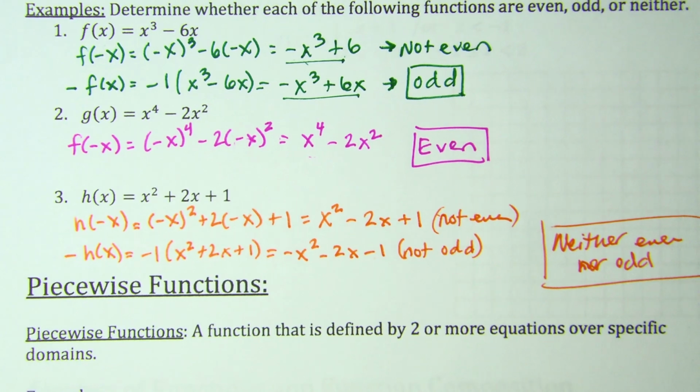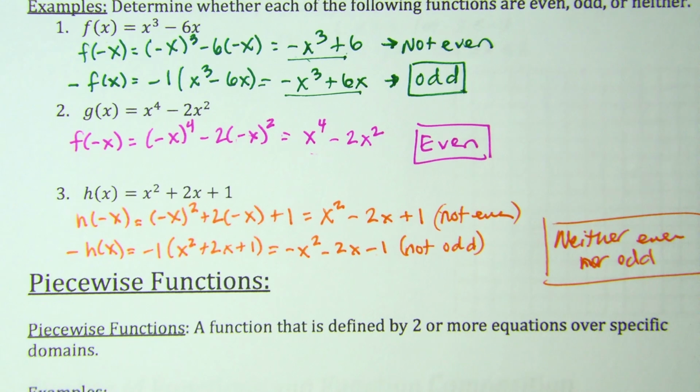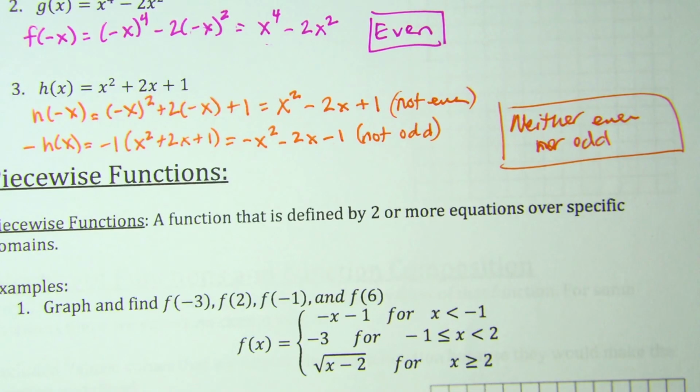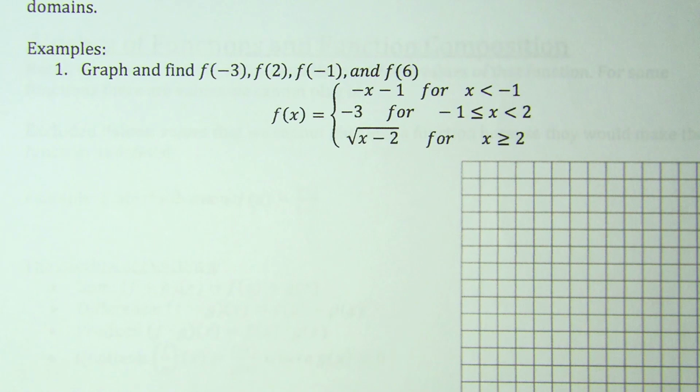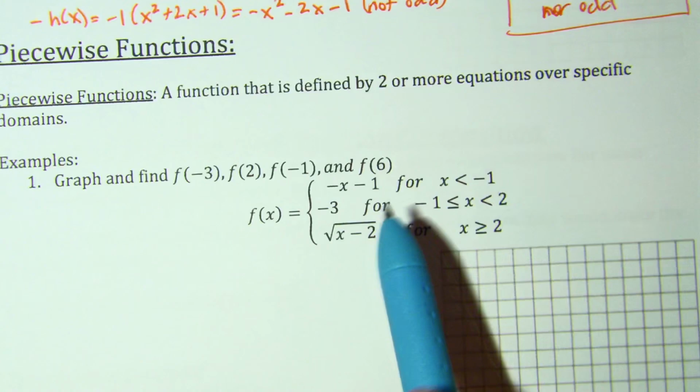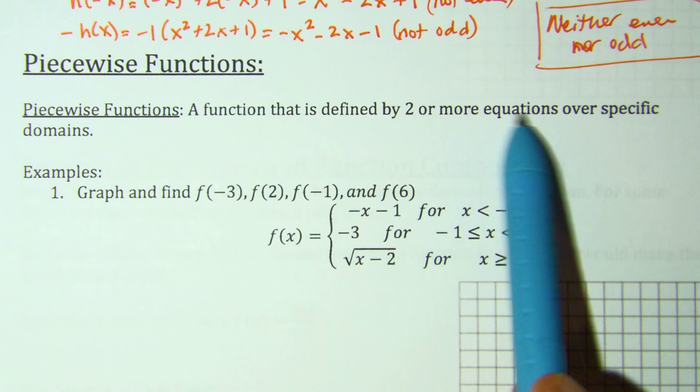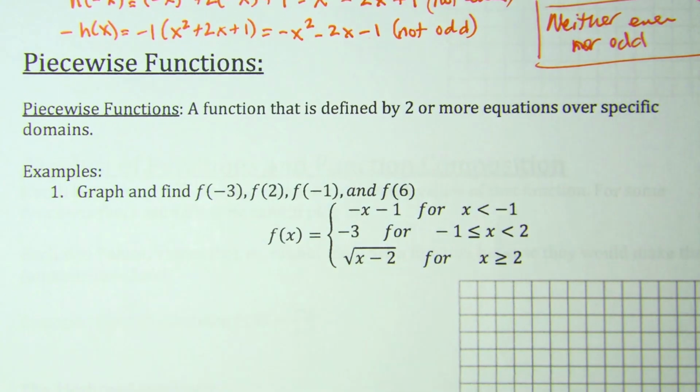All right, so we're going to do one more example here. Actually, I think we're going to do two more examples of what are called piecewise functions. Now, we've seen piecewise functions a little bit, but we haven't actually graphed one ourselves. So a piecewise function is really just a function that is defined by two or more equations over specific domains.